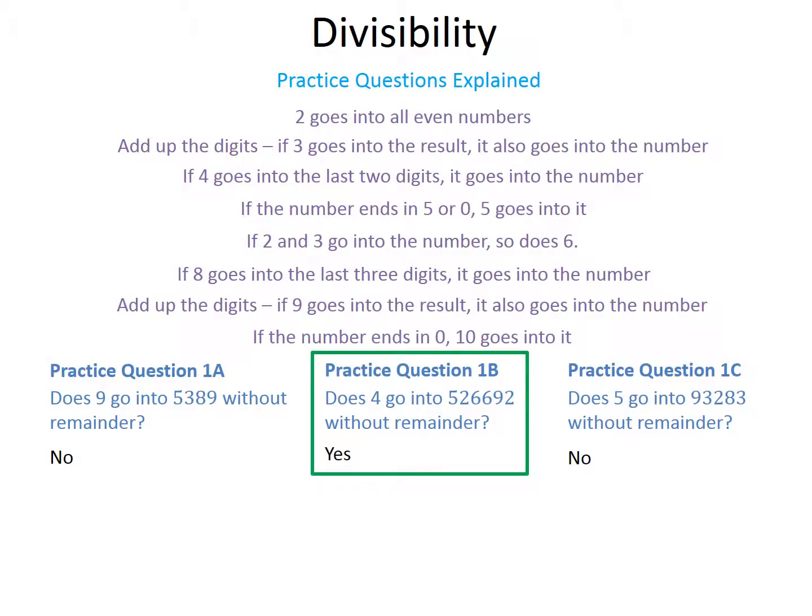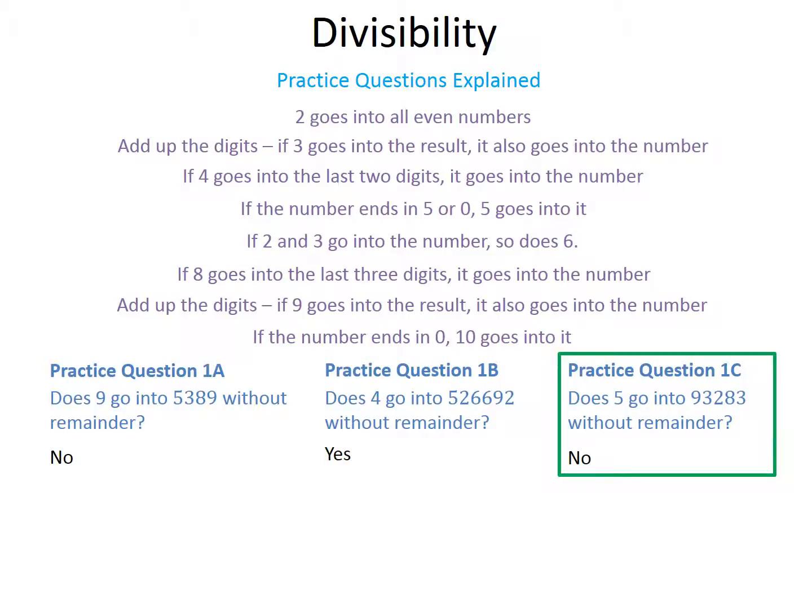In the second one, I ignored most of the number except the 92. And I have to just work out, does 4 go into 92? Now 92 is too big for me, so I subtracted 40. And 92 take away 40 is 52. I went, gee, that's still too big. I subtracted another 40. And that got me down to 12. Does 4 go into 12? Yes, it does. That means it goes into the number.